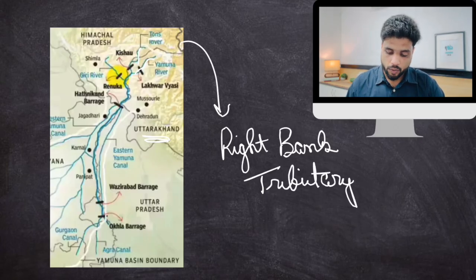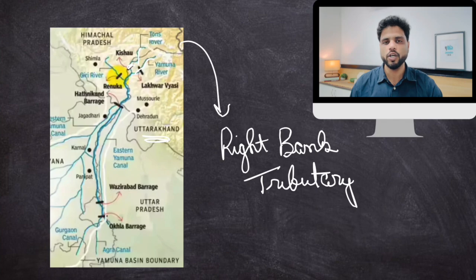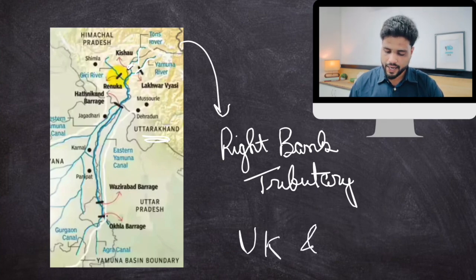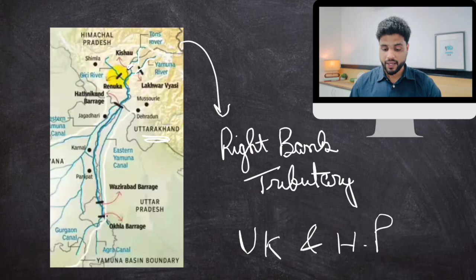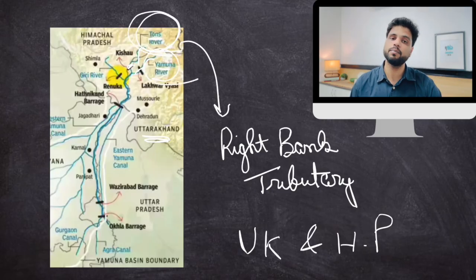Okay. Now, there are many projects that are being constructed in this area. Renuka project, Lakhwar Vyasi project. Okay. There is Kishau project. Now, the location of this project is such that it lies at the border of Uttarakhand and Himachal Pradesh. And by the way, if we talk about Tons River, before Tons River meets Yamuna River, it has more water than the Yamuna River before it gets its waters from Tons River. Tons River has more water flow. Clear?